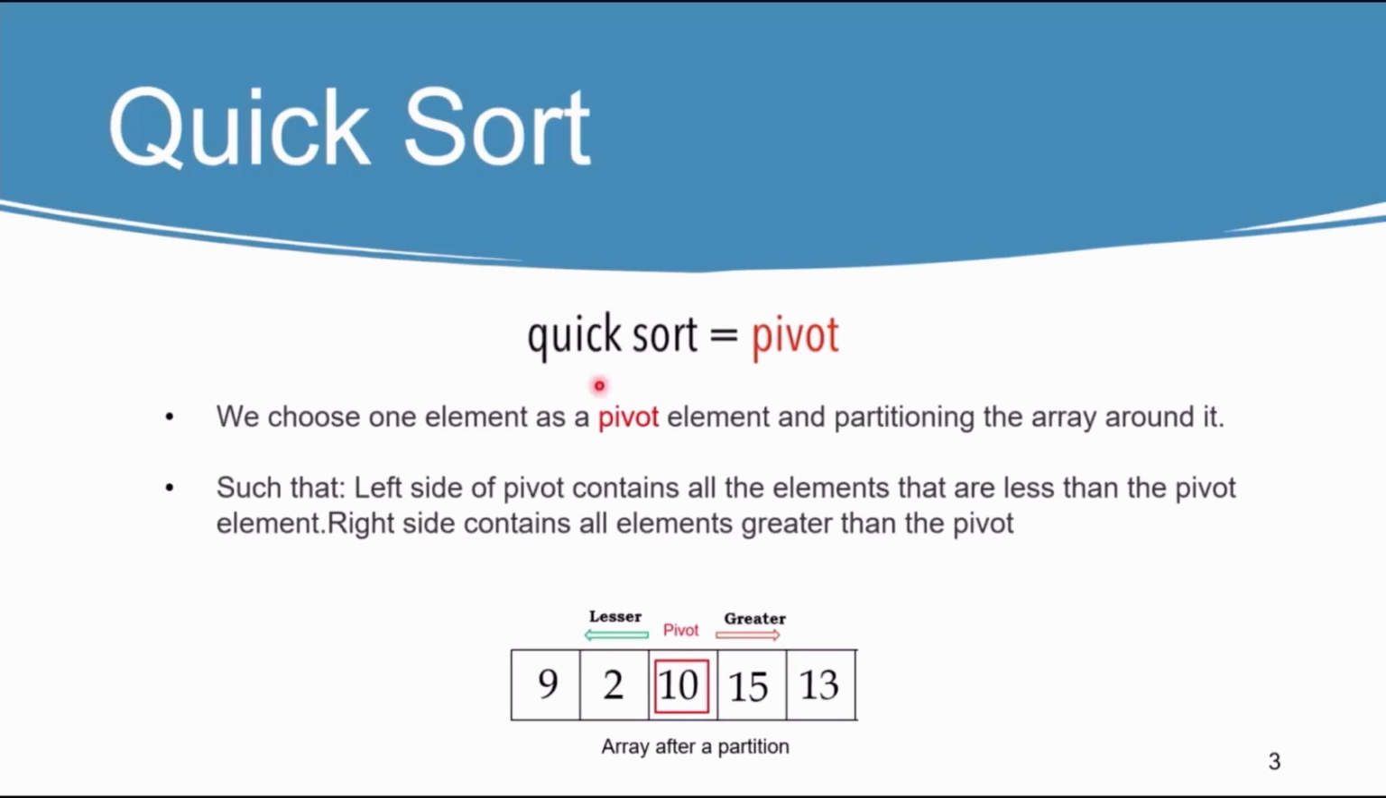Whenever we talk about quicksort, the first term that should come to our mind is a pivot. We choose one of the elements as a pivot element and partition the array around it. The goal of partition is such that the elements to the left of the pivot should be lesser than it and elements to the right should be greater than it.